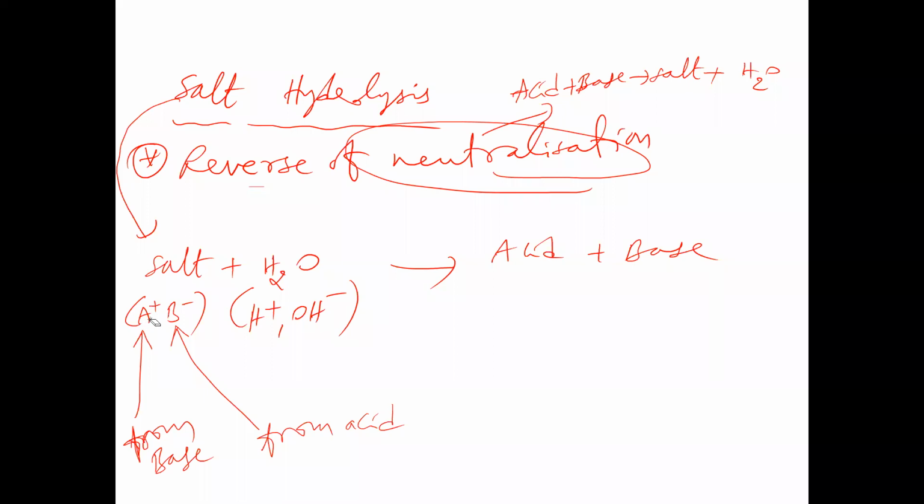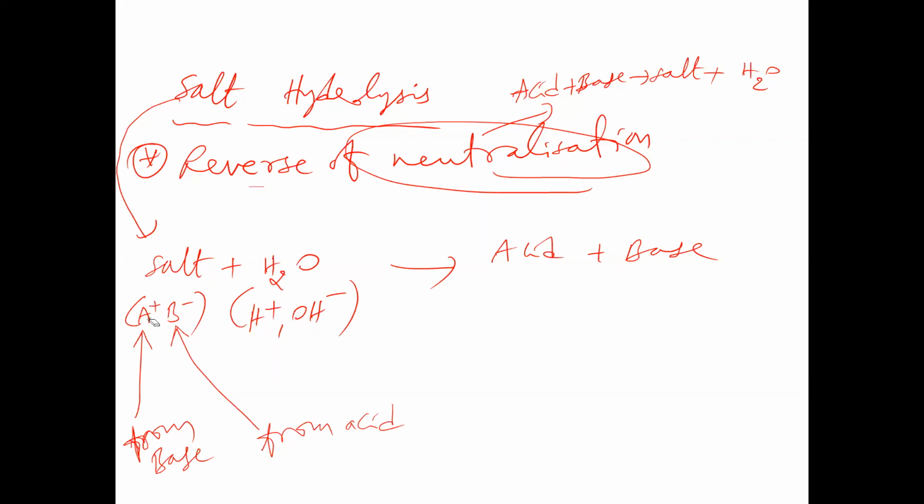Is that clear? Bases will be of two types: weak bases and strong bases, and acids will be of two types: strong acid and weak acid. So sometimes cations will interact with water, sometimes anions will interact with water, sometimes both cations and anions of salt will interact with water. Sometimes neither cation nor anion will interact with water.